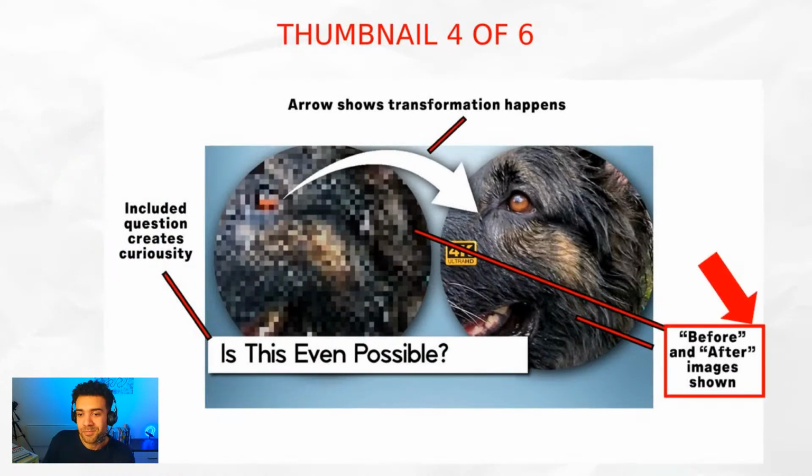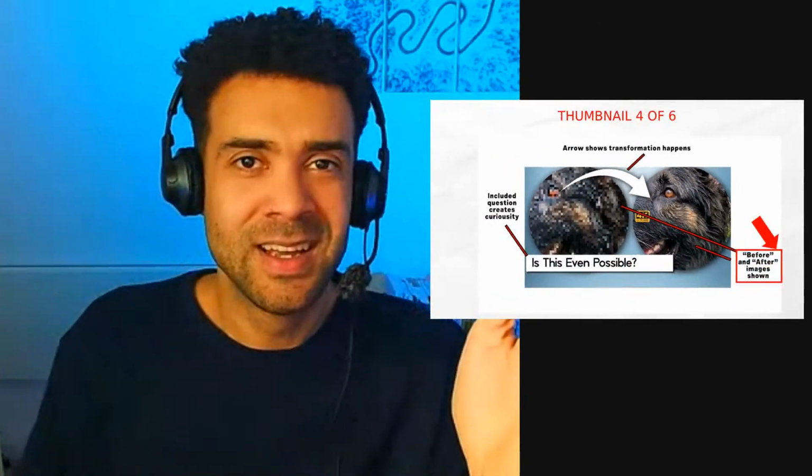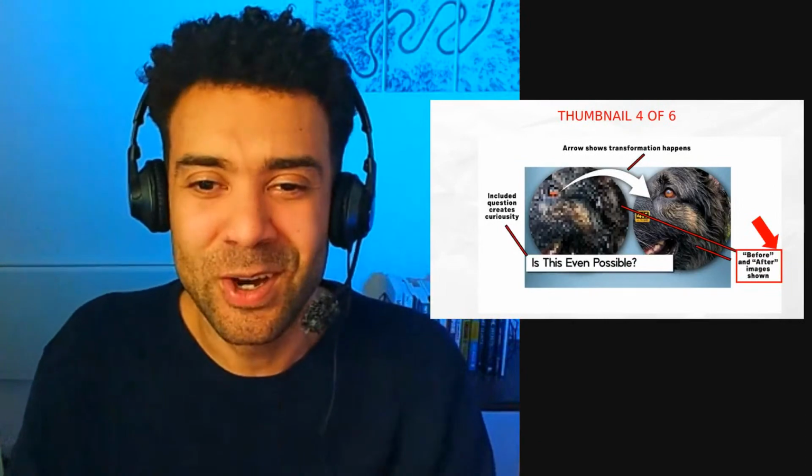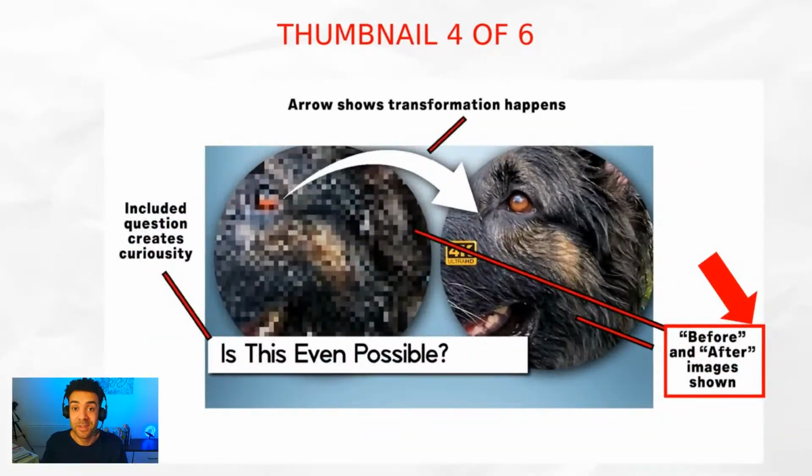But finally, what else did this thumbnail have? It had a before and after image shown. So that a person scrolling through YouTube that sees this thumbnail, they see the arrow showing there's transformation, they see the question, is it even possible, which creates even more curiosity, and they see the before and after, which just looks so unbelievable and impossible. They're drawn in even more to click on this thumbnail because they're thinking there's no way something was taken from that blurry image on the left to that amazing image on the right. Like, surely not. And they have to click into the video to see if that's possible.